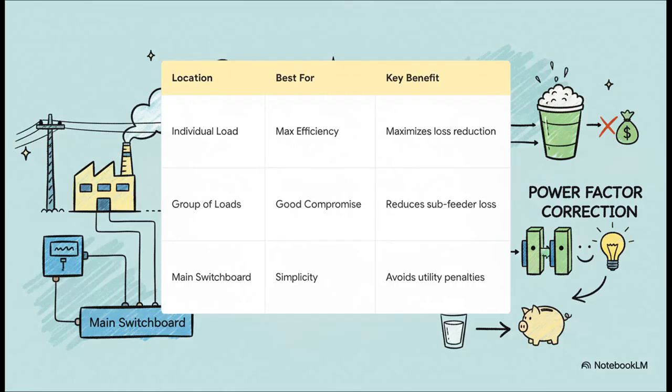Now, where you actually install these solutions really matters. Putting one big unit at your main switchboard is the simplest way to make sure the utility company stops charging you penalties. But if you want maximum efficiency, putting smaller units right at the source, like on a big motor, reduces energy loss through your entire network. Correcting a whole group of loads is a nice compromise. It really depends on what you're trying to achieve.